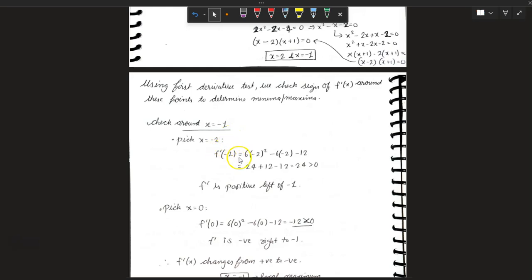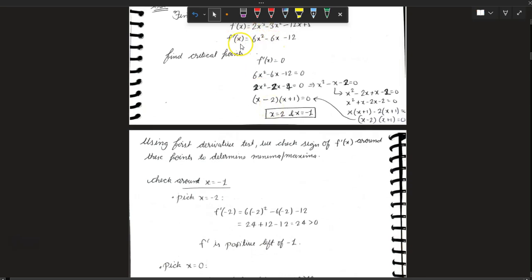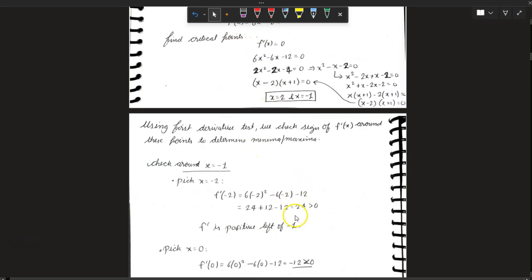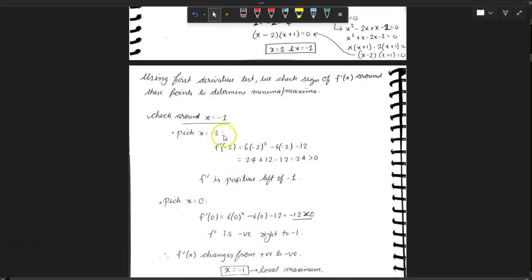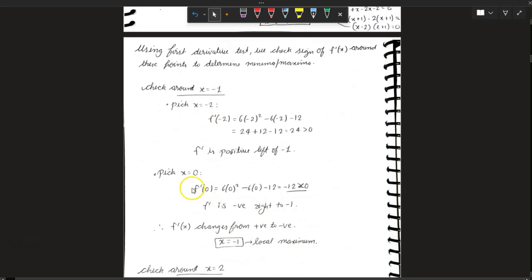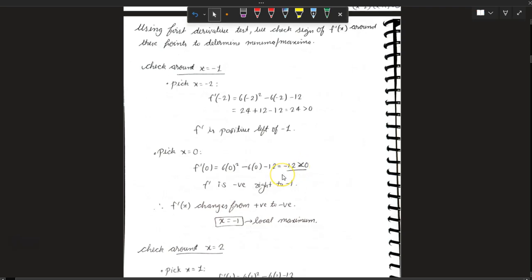So f dash of minus 2, if you put the minus 2 value in this differentiated function, then you will get 24, which is greater than 0 and which is positive. Okay, so let's pick a right side value of minus 1, that is 0. So f dash 0 is equal to what? Minus 12, which is less than 0, which is negative. So positive to negative, the sign is changing.